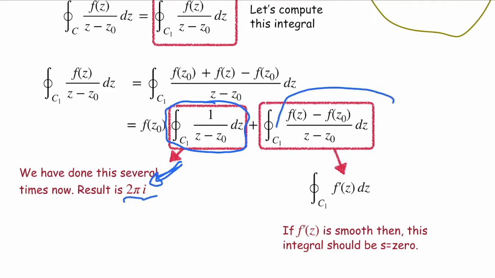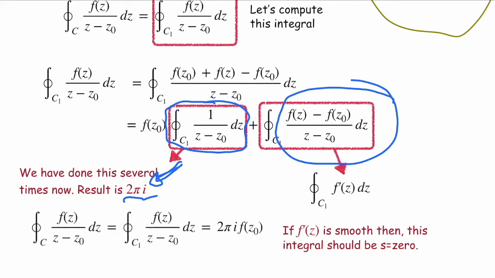Now carefully look at this function. Say that this function is f prime of z. Now we have already said that both f of z and f prime of z are smooth functions here. So this is the integral of f prime z dz over the contour C1. Then we simply say that that is 0. So we are left with only this integral, which is giving 2 pi I.